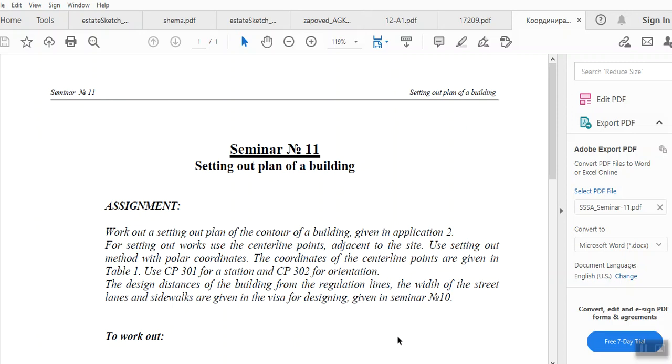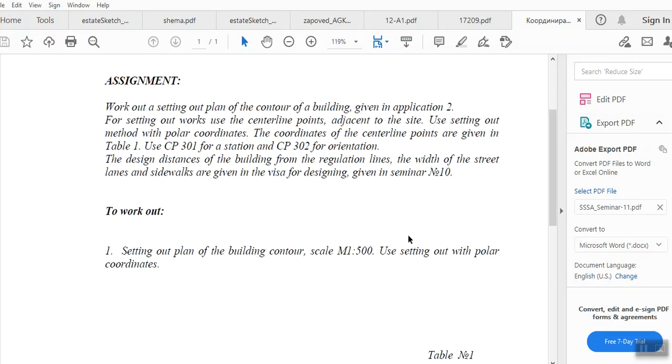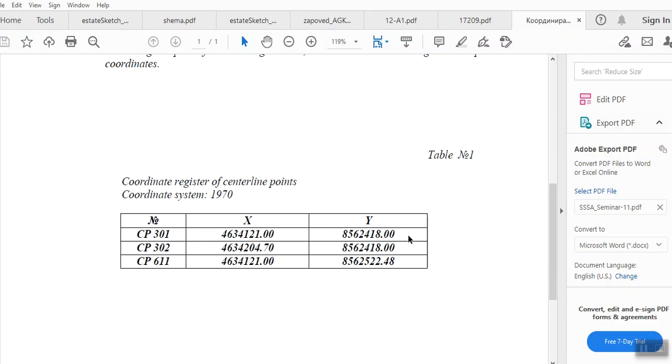This video is for those of you who are not going to use AutoCAD for drawing Seminar 10 and Seminar 11. Now I'm going to show you how to calculate the coordinates of the new points from the contour of the building, how to calculate them when you cannot take the values from the model in AutoCAD.